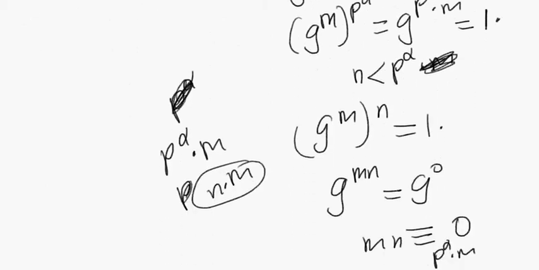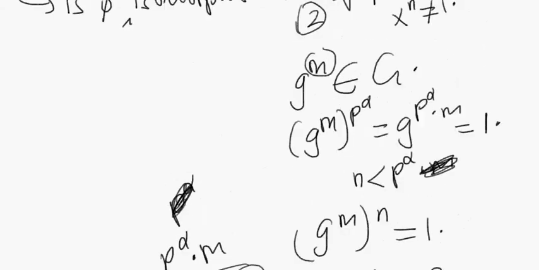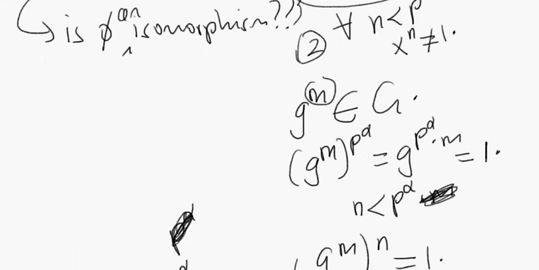So we've established that the order of g, we've established that g to the m raised to the p to the alpha gives us the identity. And now we need to check that for any n less than p to the alpha, g to the m times n never gives us the identity.